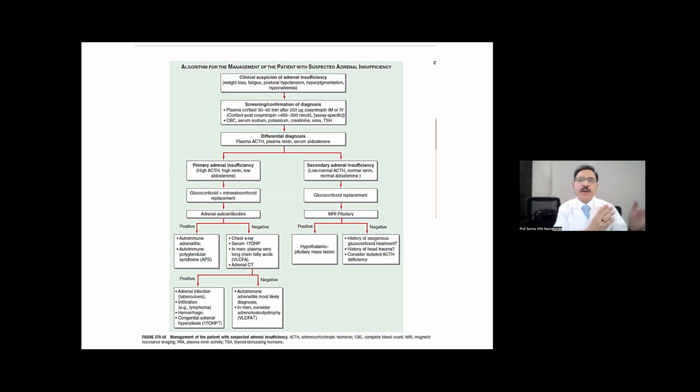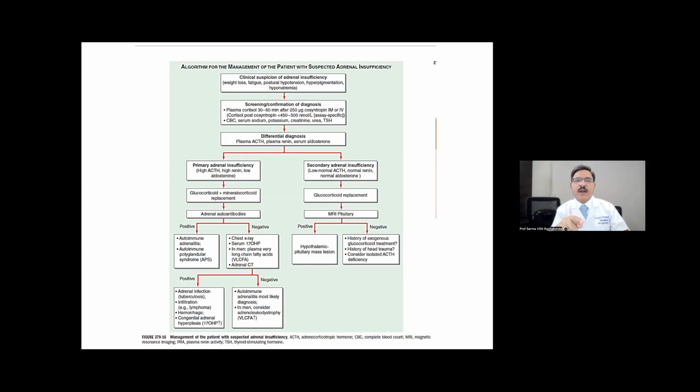Go to the primary side. Okay. Primary adrenal insufficiency: ACTH is very high because the gland is not functioning. Reflexly, more ACTH is produced by the pituitary. High renin because the mineralocorticoid deficiency is stimulating renin, and low aldosterone. Unlike there, normal renin, normal aldosterone, low ACTH. High ACTH, high renin, low aldosterone here. Now, both glucocorticoid and mineralocorticoid are deficient. I have to supply both of them.